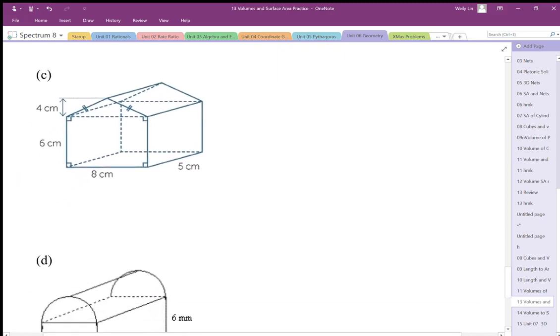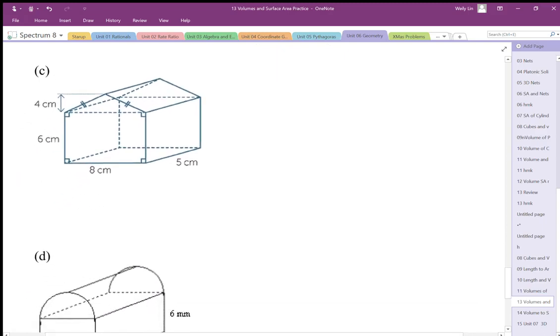Okay, so same thing here. I'm going to find the surface area here. That's going to be 48. That's 4 times 8. That triangle up top is going to be a 4 by 8 triangle. So it's going to be 4 times 8 divided by 2, or 16.